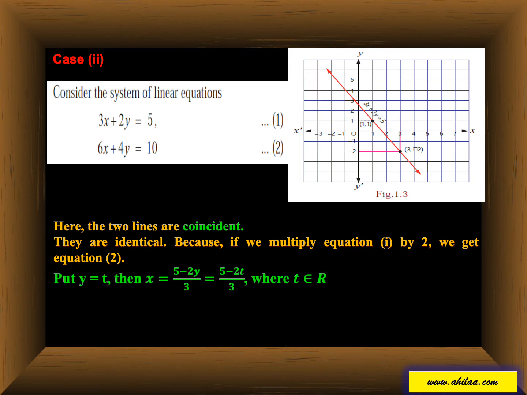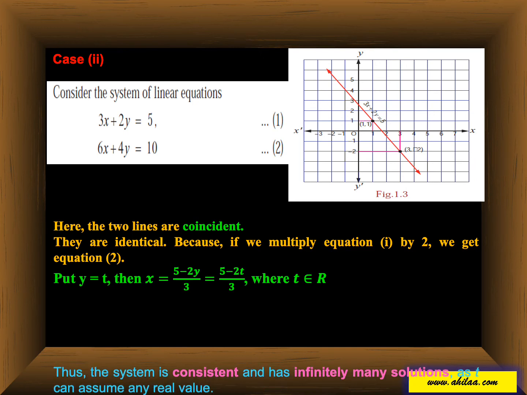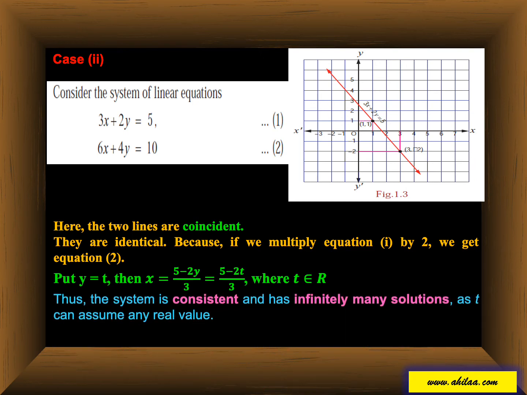In this case, how to get the solution? We put y equal to t, then from any one of the equations we get the value of x as (5 minus 2y) by 3. Instead of y, put t. Therefore, x equal to (5 minus 2t) by 3, where t belongs to the real numbers. The real numbers are an infinite set. Thus the system is consistent and has infinitely many solutions as t can assume any real value. Understood?